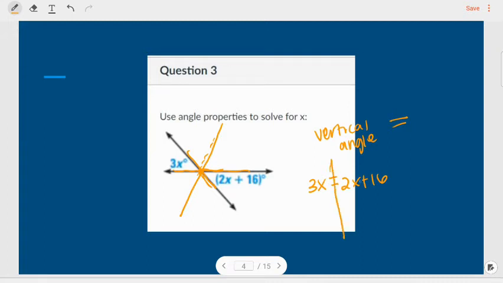Okay, I've got variables on both sides. This is my bigger variable side, so I'm going to make that my variable side. Minus anything that's not just a plain old number, so minus 2x. And I get x is equal to 16. And that's just my final answer. I don't have any other steps because I just have an x.